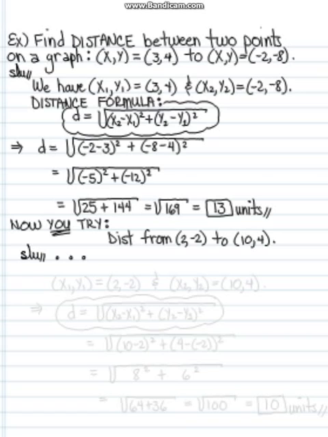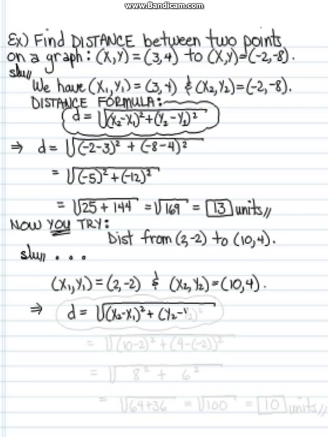Okay. So let's see. We have the ordered pair x sub 1, y sub 1 identified as the first point, (2, -2), and the second ordered pair, x sub 2, y sub 2, identified as the ordered pair (10, 4). Plug those into the formula. Write down the formula first. The square root of x sub 2 minus x sub 1 squared plus the y sub 2 minus y sub 1 squared. Now plug those values in their appropriate places.